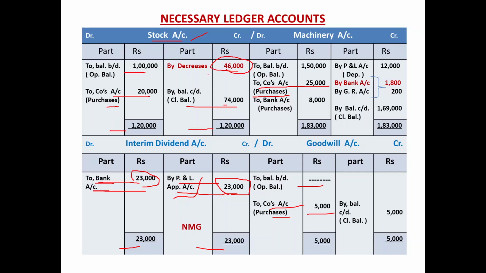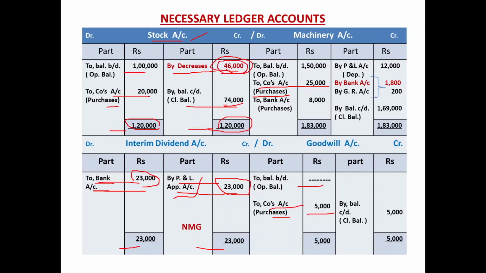What could it be? It is the decrease of the stock that has been made in the current year. Open debit side total 120. Put it on the credit side. There is a closing balance of 74,000. It means in the current year stock has been decreased by rupees 46,000.